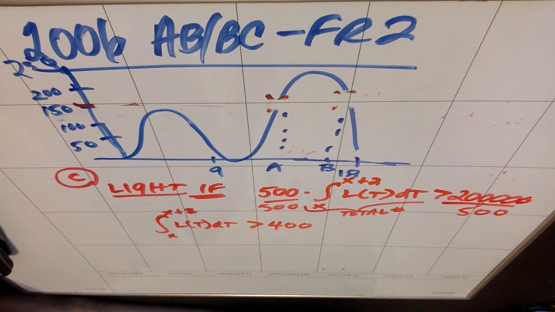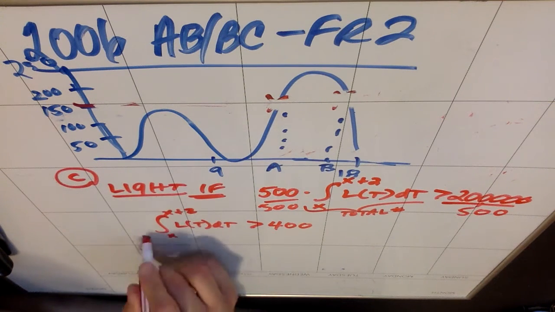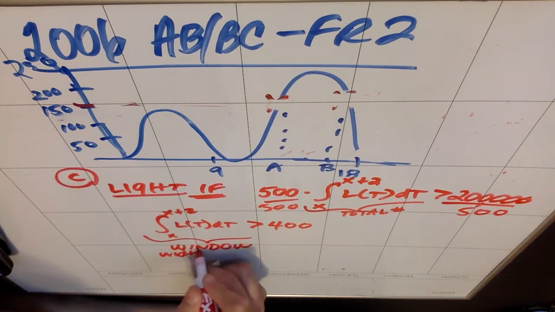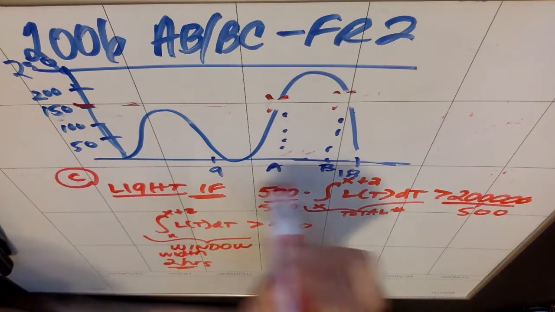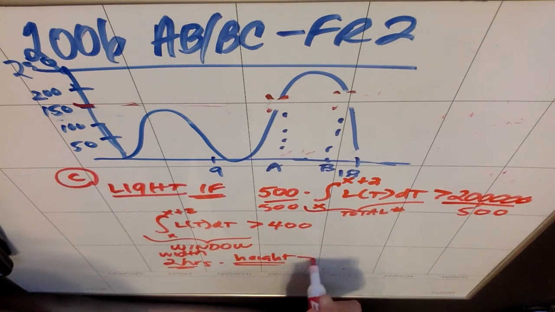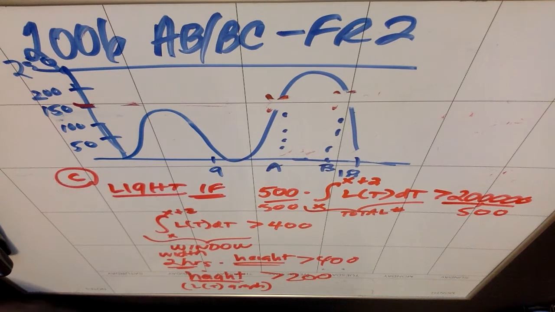So essentially, this window has a width of 2 hours, like these are the hours on the bottom. So 2 hours times whatever the height of this thing is should be bigger than 400. What that's saying is we need any 2-hour window where the height of the L of t graph is greater than 200. So the easiest thing to do is look and see if there is a 2-hour window where the height is bigger than 200.